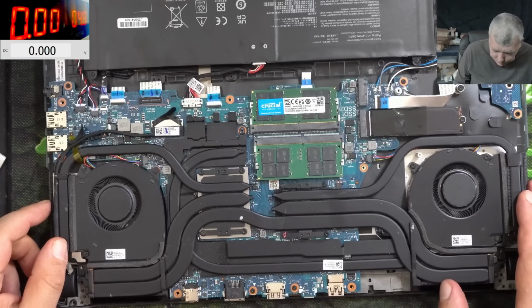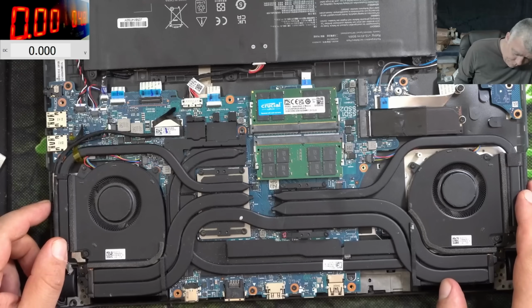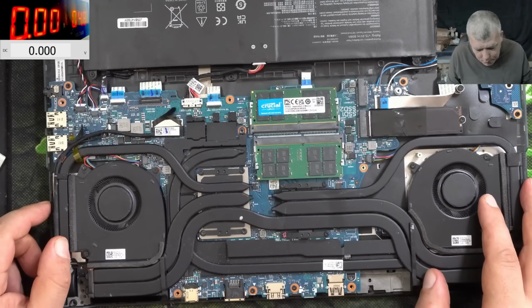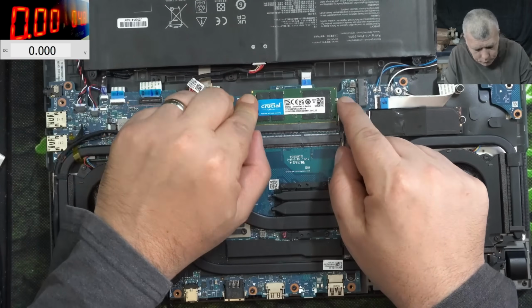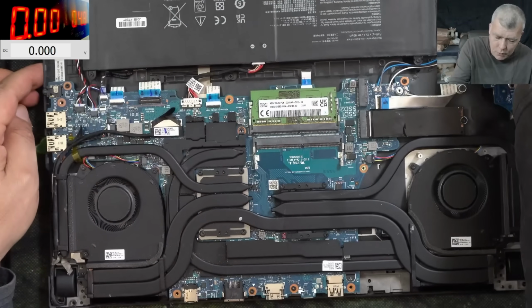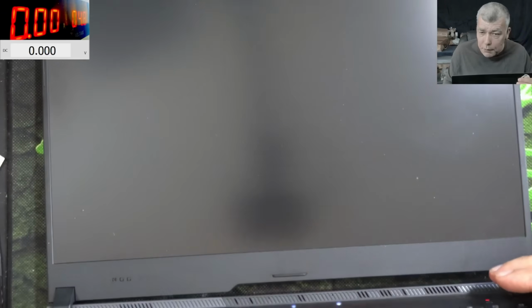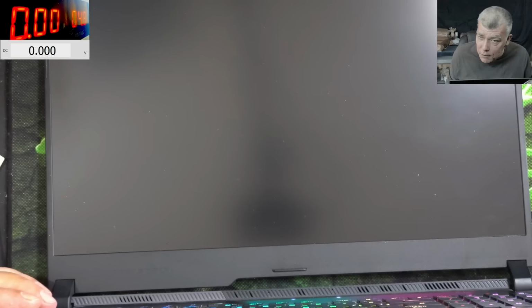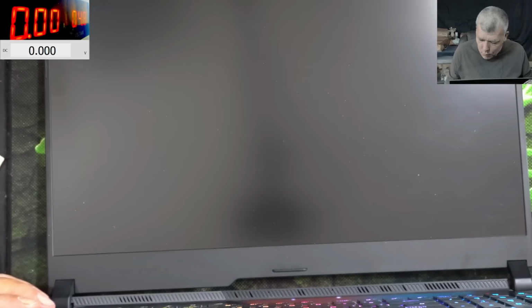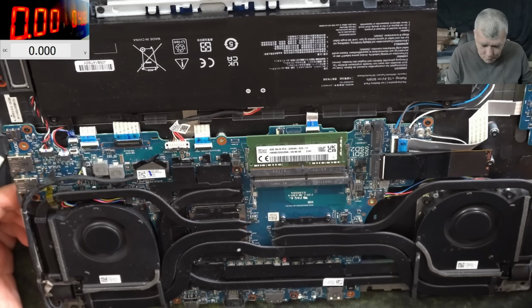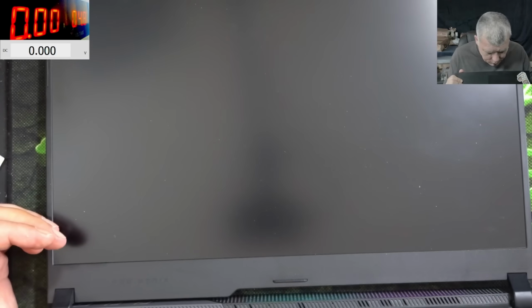So what can be the problem? I mean, yeah, the seal is broken here, so someone took out the heatsink. RAM memory, we can try RAM memory. Yeah, we can. So we swap the RAM memory, pressing the power button, the laptop is coming on, but the fans are still spinning at full speed. So yeah, it's not the RAM. Nothing. Still dead.